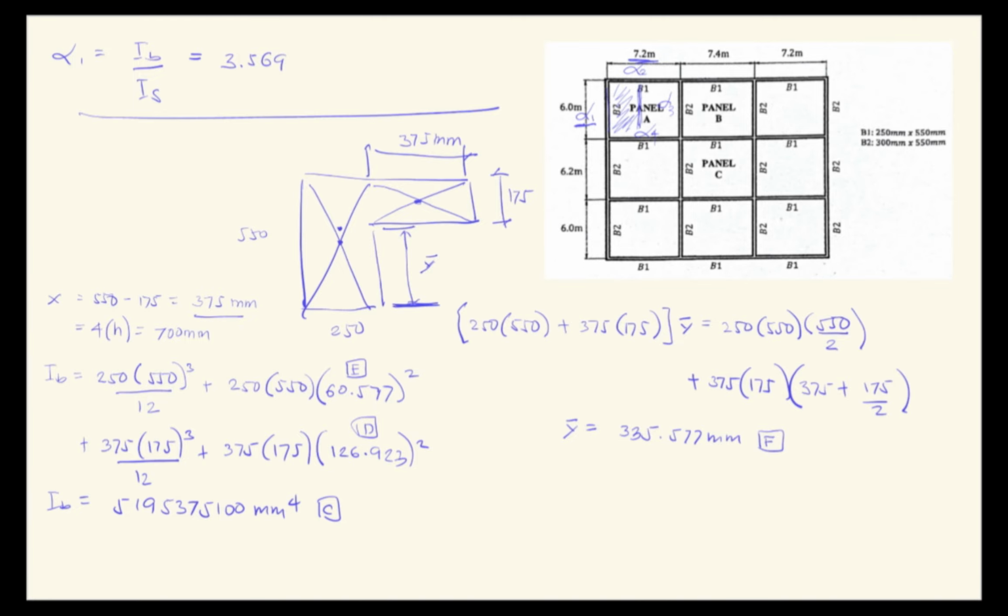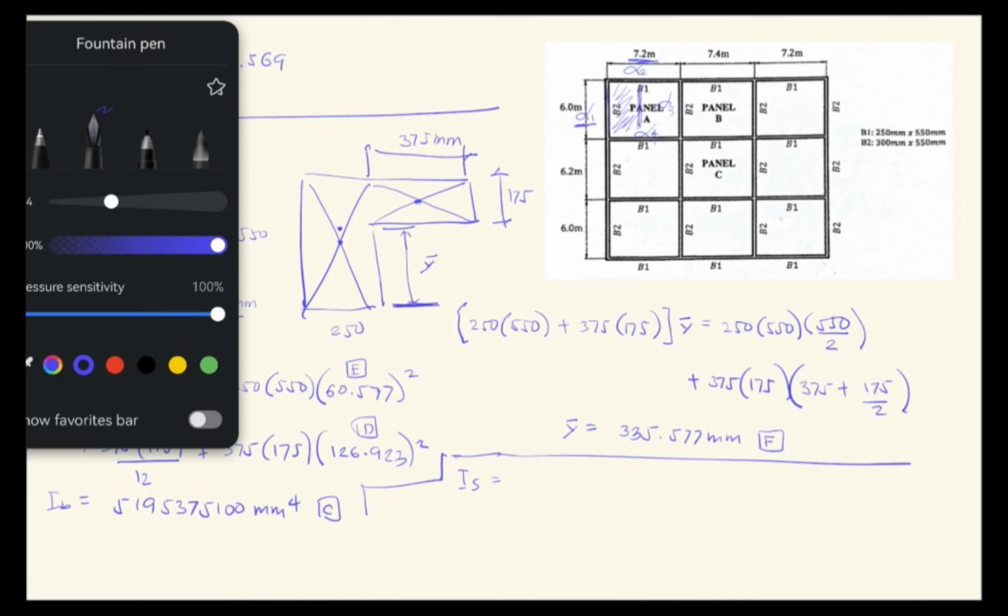Meanwhile, IS is equal to the effective width of the slab multiplied by the cube of the depth divided by 12. But we first need to determine the effective width of the slab if we're dealing with computing for alpha 2.